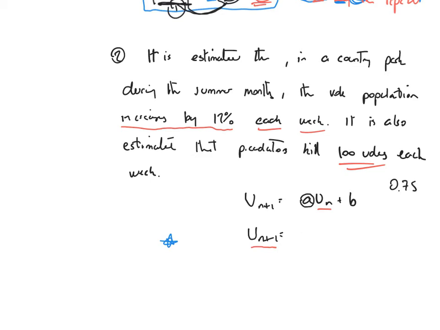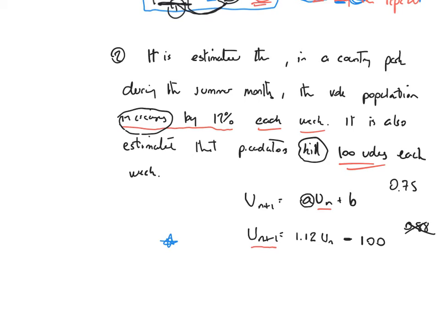Well, this time the population increases by 12%. So would that be 0.88 for 88%? No, it wouldn't, because that's suggesting that the population is decreasing. It's increasing by 12%. That's 112%, 1.12. Okay. Now, predators then kill 100 voles, so that means that you're getting rid of, not adding on another 100, but you're getting rid of 100 voles.